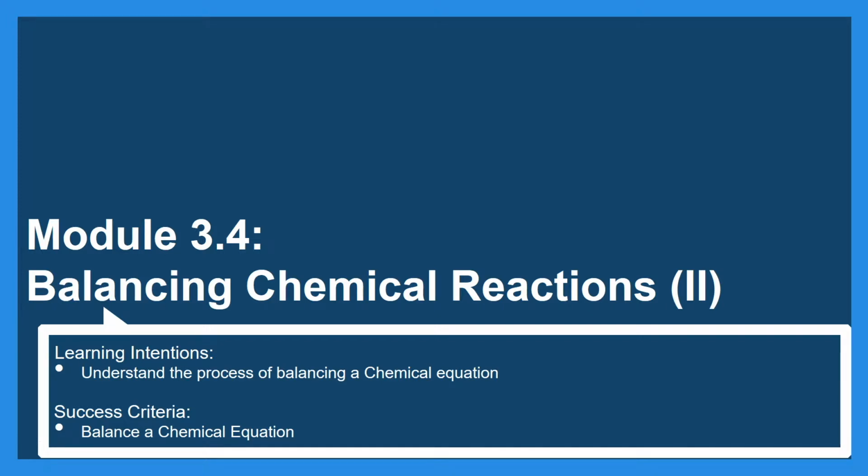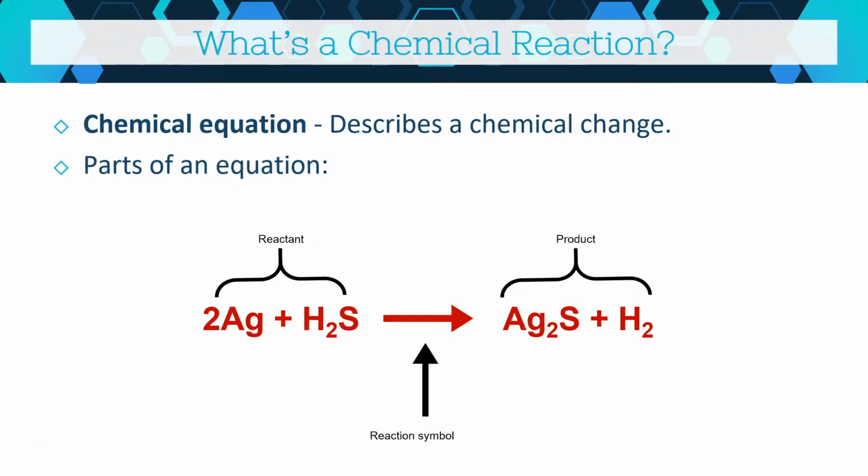All right, and welcome to 3.4, where we're going to recap how to balance chemical reactions. So we're coming back to this after we did it in our first unit. We're going to look at it in a bit more detail and just make sure it's really solid in our heads how we need to balance a chemical reaction. So just a bit of a reminder, a chemical reaction is something that describes a chemical change.